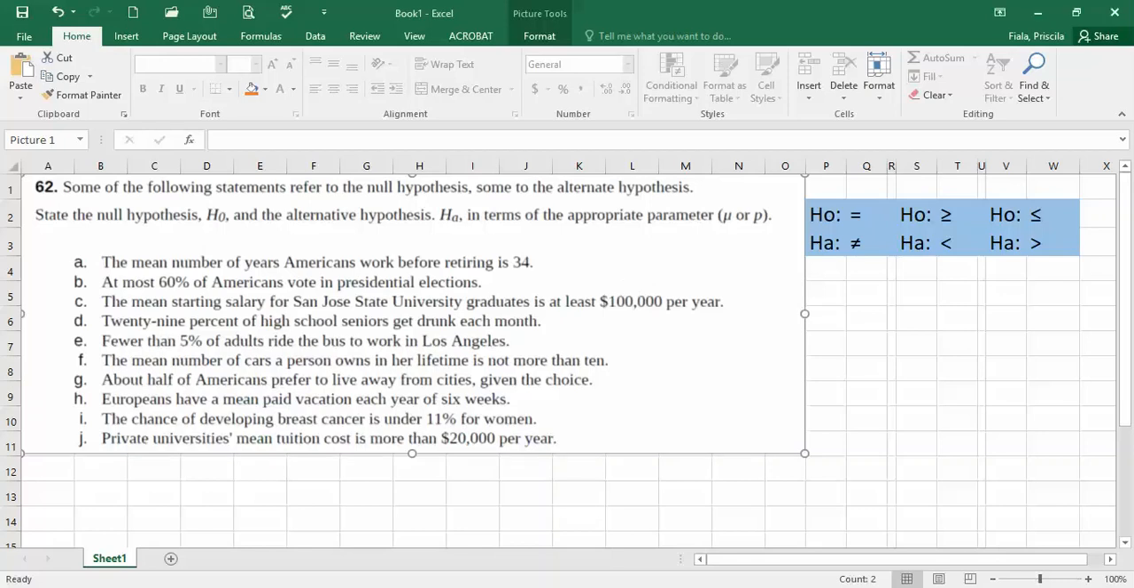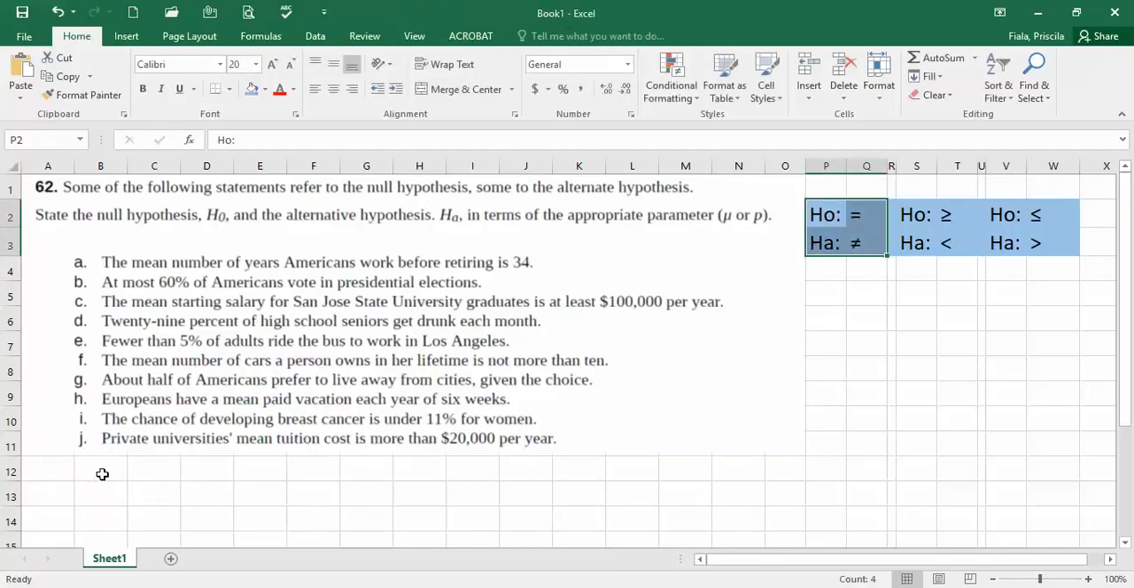Okay, so let's read the first one. The mean number of years Americans work before retiring is 34. Again, the mean number, so you know you're working with the mean of years Americans worked before retirement is 34 years. So it's telling you it equals 34. It's not at least, it's not more, it's not less, it's not at most, it's 34. Which one out of all of these here has the equal sign? So you're going to be using right here, this two.